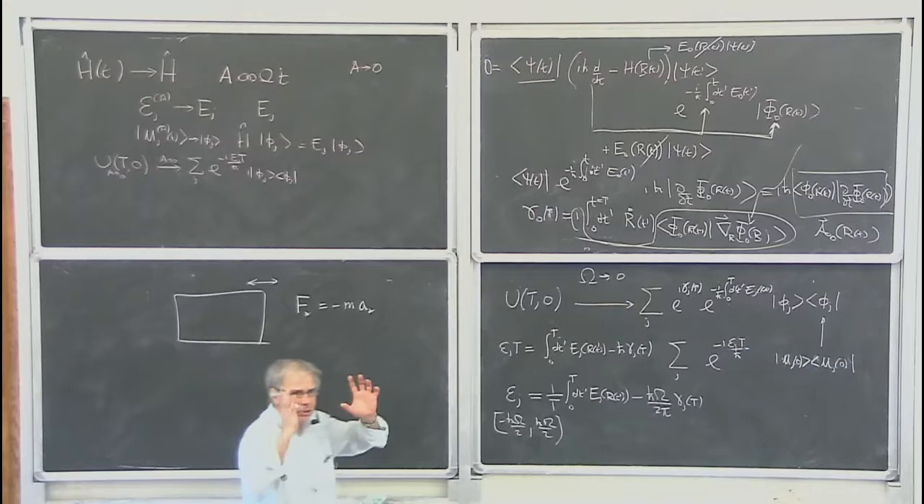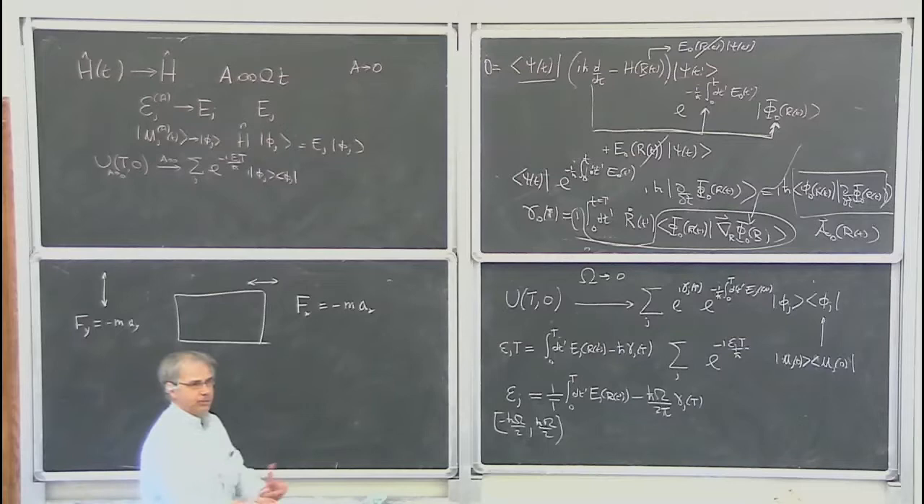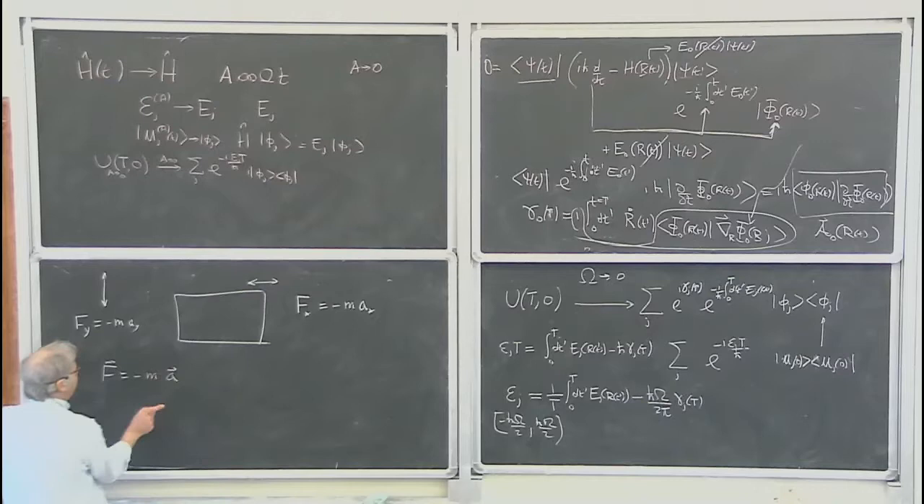Obviously you can do it along y as well, and you would feel a fictitious force in the y direction. And obviously you can do it in a concerted fashion. So they move, you see these two things. Now you feel a force equal to minus m times the vector acceleration of this box.